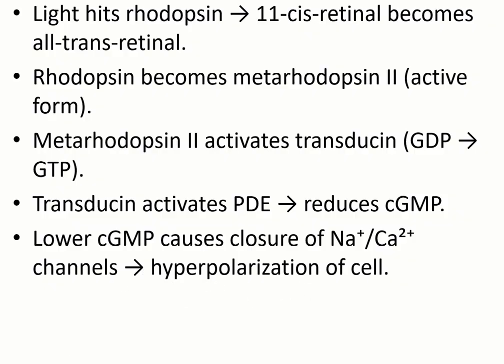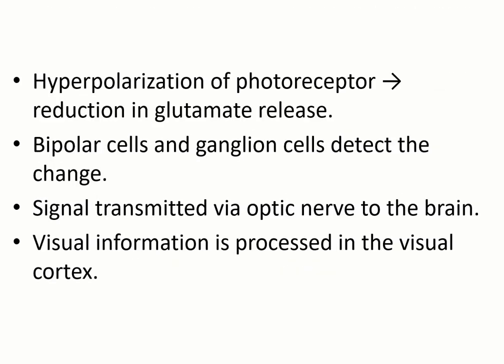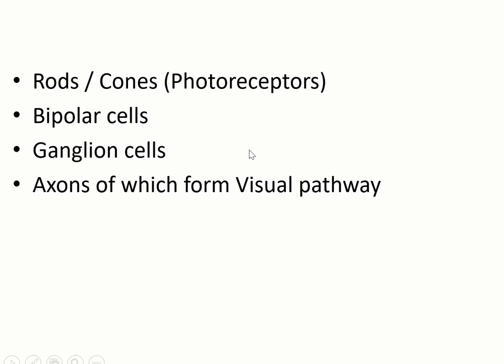So the influx of positive ions has been reduced inside these rods, which has led to hyperpolarization of the cell. Hyperpolarization of the photoreceptors leads to a reduction in glutamate release. So once the light has struck the rods, remember the amount of neurotransmitter released is reduced. That change is detected by the bipolar cells, which in turn signal the ganglion cells. Finally the signal is transmitted via the optic nerve to the brain. Finally, the visual information is processed in the visual cortex. In the next video, I'll explain how exactly the image is processed in the bipolar cells and ganglion cells.